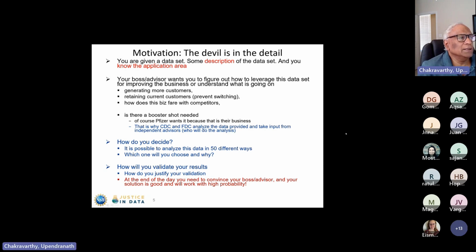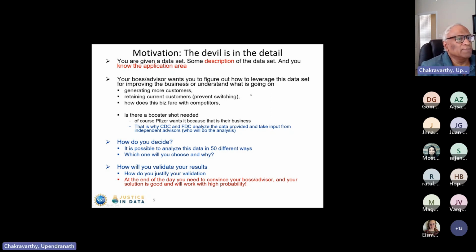So the motivation is, you're given a data set, some description of the data set, and you know the application area. Your boss or advisor wants you to figure out how to leverage this data set for improving the business or understanding what's going on. So this is the fundamental problem that is driving data mining, data analysis, everything we do.